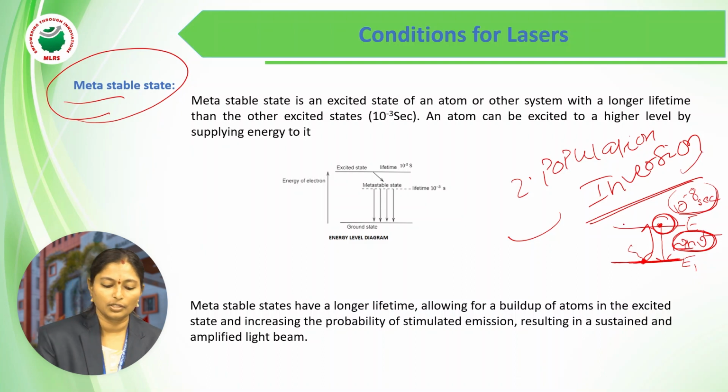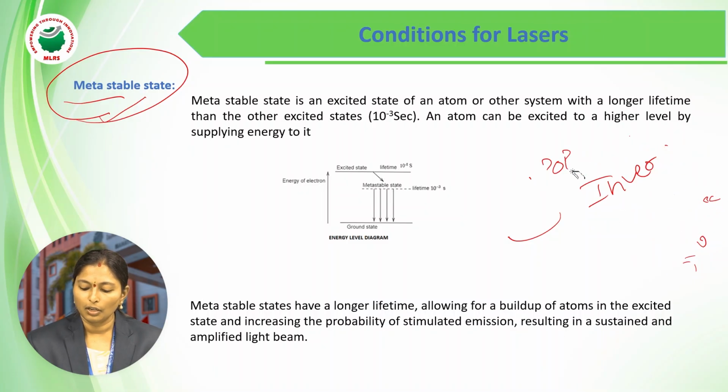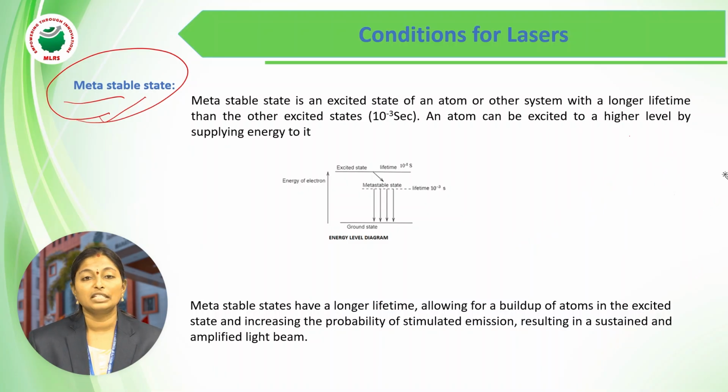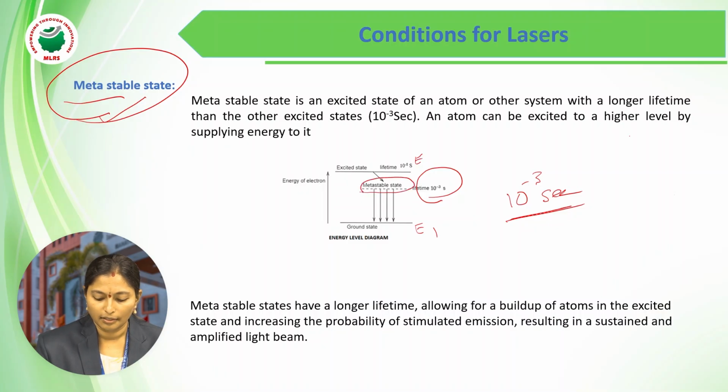In order to get population inversion, the other thing we want is the metastable states. What are these metastable states? These metastable states are in between the ground state and the excited state. In these metastable states, the atom will stay for a long time. The lifetime of the metastable state is 10 power minus 3 seconds. Here, this is level 1, this is the intermediate state and this is the excited state.